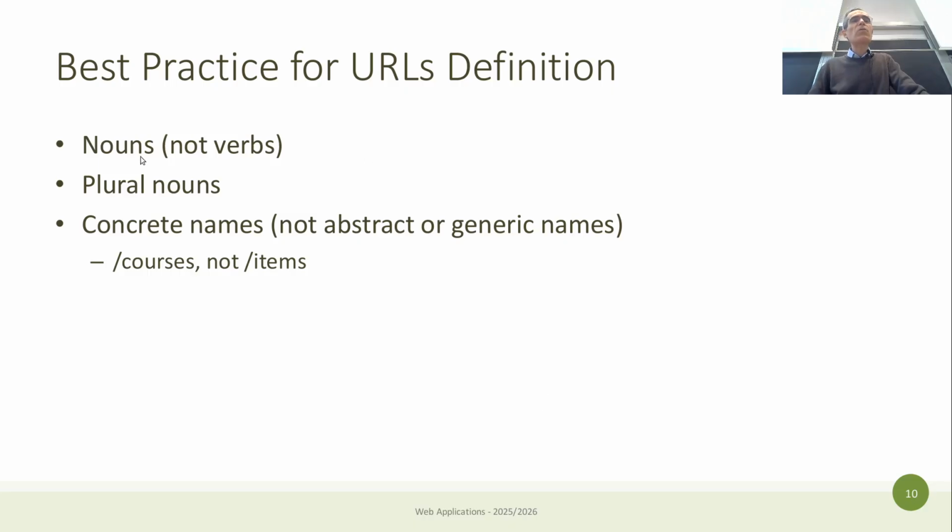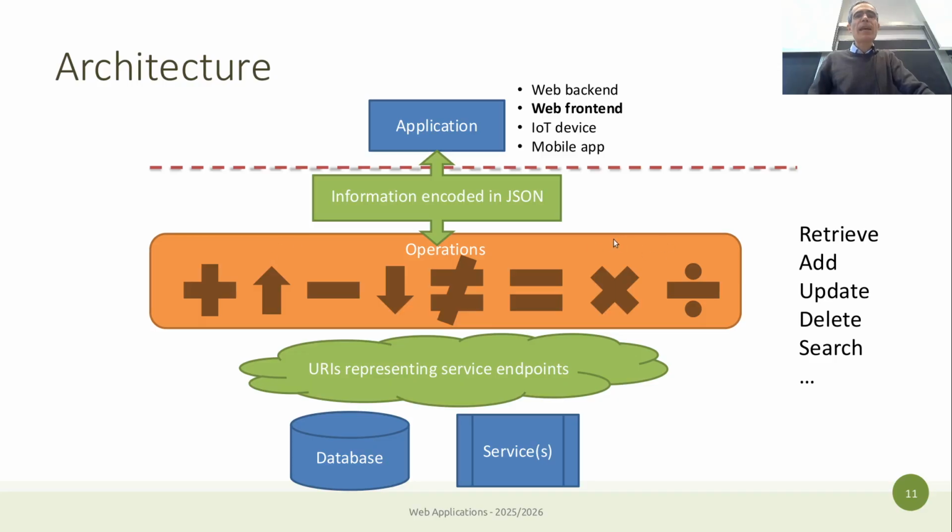Best practice: use nouns, not verbs. Use plural nouns, and use concrete names, not just "items", because after a while you don't remember what item is. You have an application handling students at the Politecnico. Is the item the student, the course, the room? I don't remember. If I call it rooms, of course it's rooms, right? If I call it students, they are students. Okay, good.